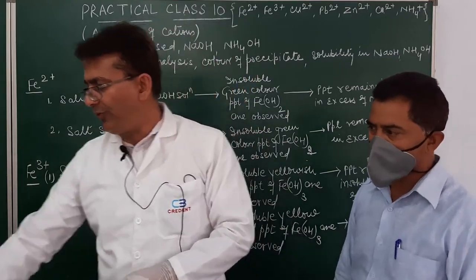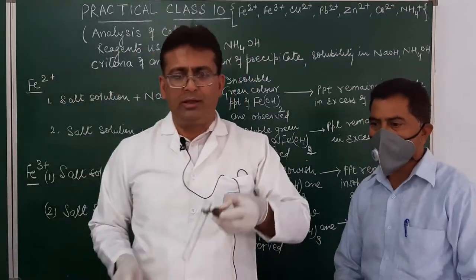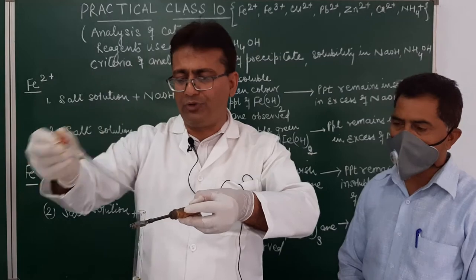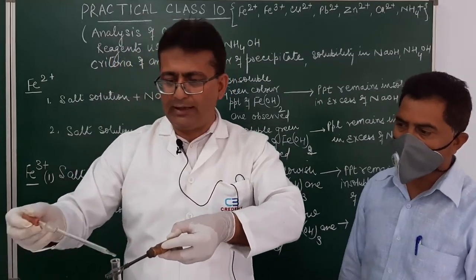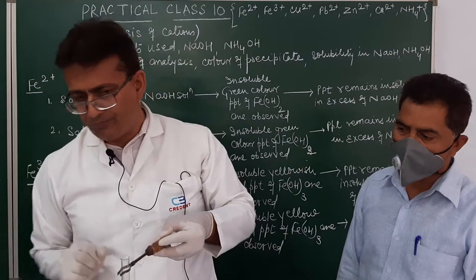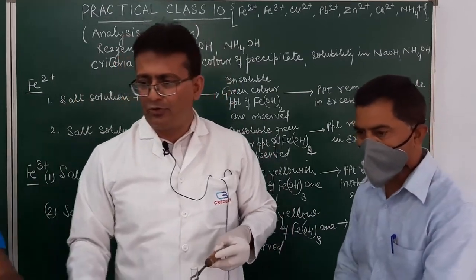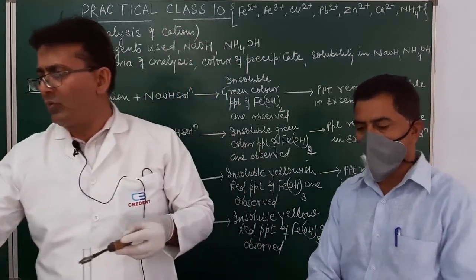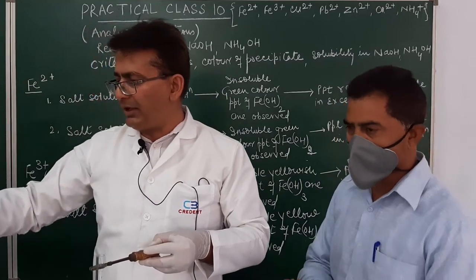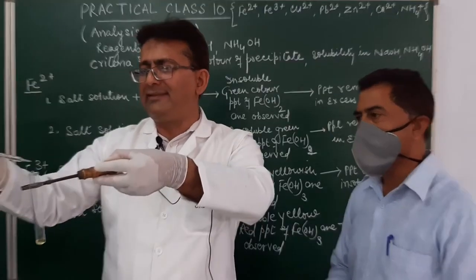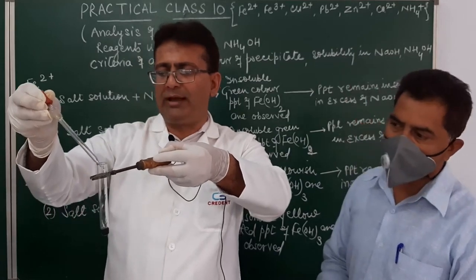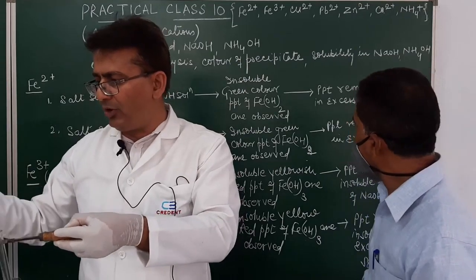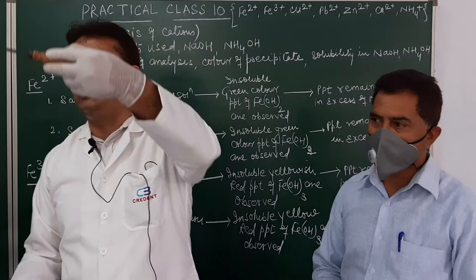Now, another test for ferrous ion will be using a test tube. To this, we will be taking a ferrous sulfate solution. This is ferrous sulfate. Now, in this, we will be adding the ammonium hydroxide solution. Just see over here, to ferrous sulfate we add ammonium hydroxide. Here again, green color precipitates are observed.